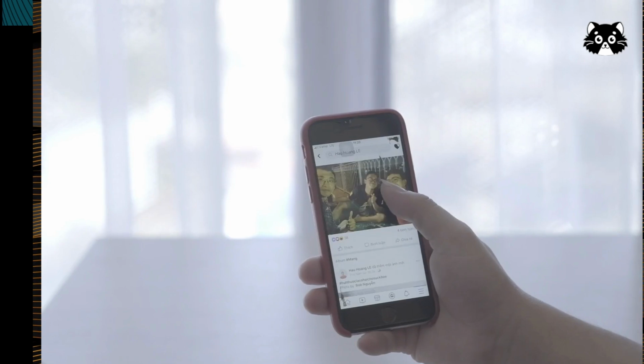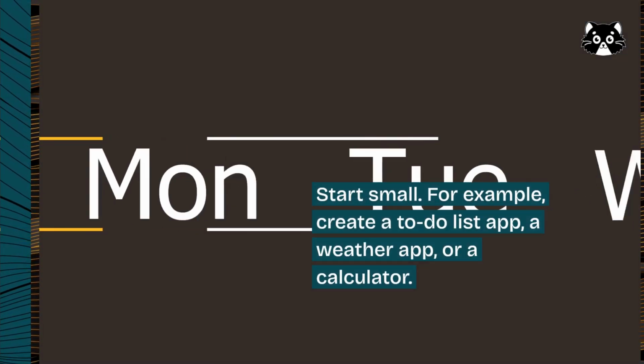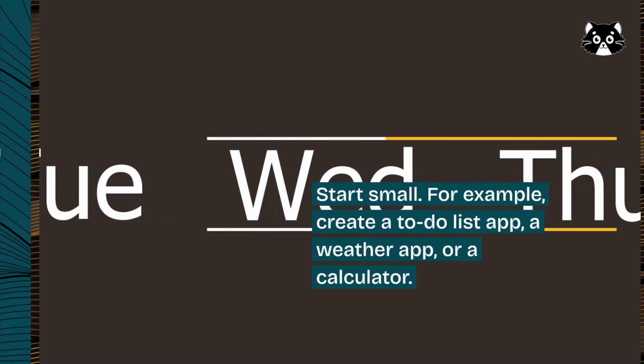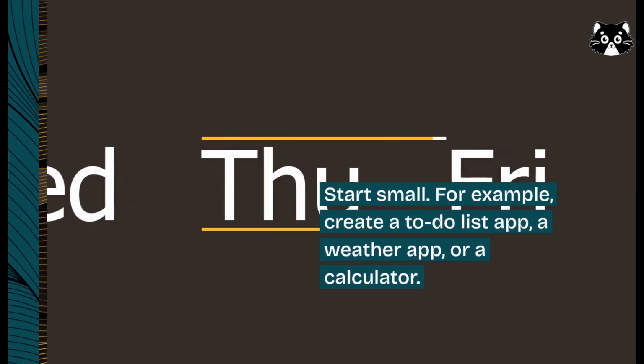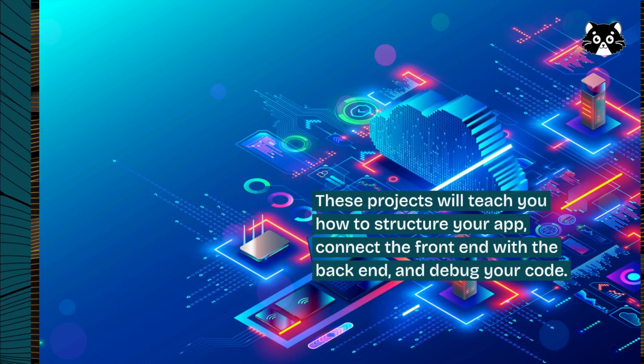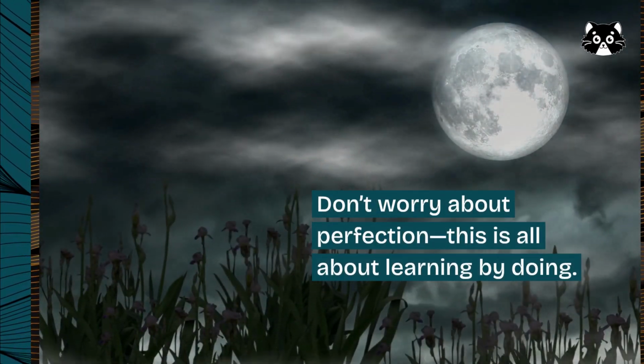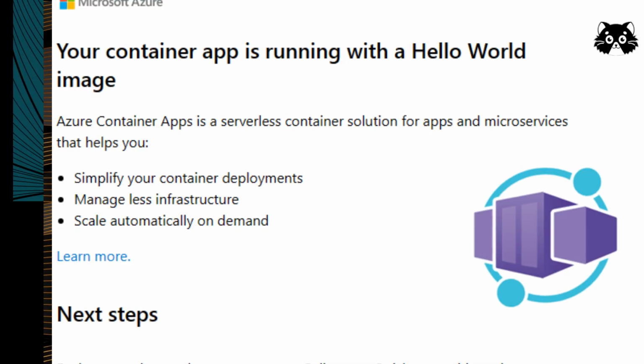Step 4. Build your first app. Start small. For example, create a to-do list app, a weather app, or a calculator. These projects will teach you how to structure your app, connect the front end with the back end, and debug your code. Don't worry about perfection. This is all about learning by doing.